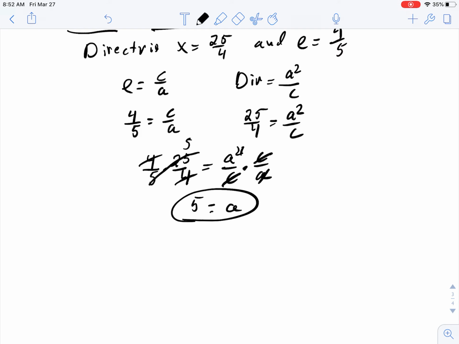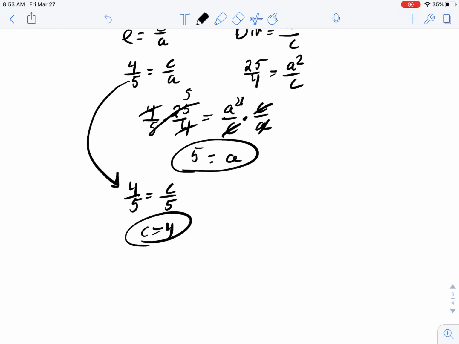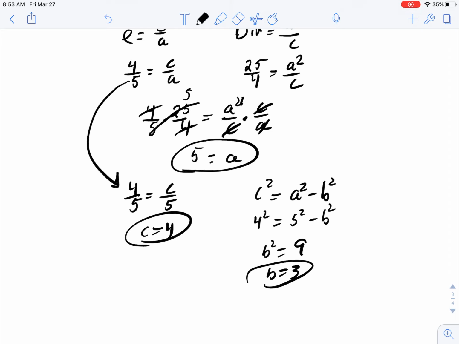So if a is 5, then you can come back up and plug it in. So using this now, 4/5 equals c over 5. That means c would be 4. Once I have that, if c squared equals a squared minus b squared, I can plug that in: 4 squared equals 5 squared minus b squared. b squared would be 9, and b would be 3.